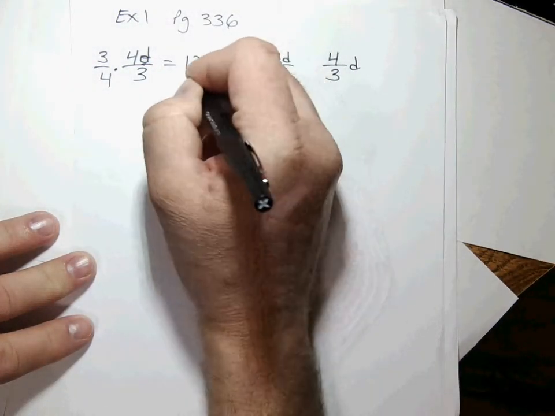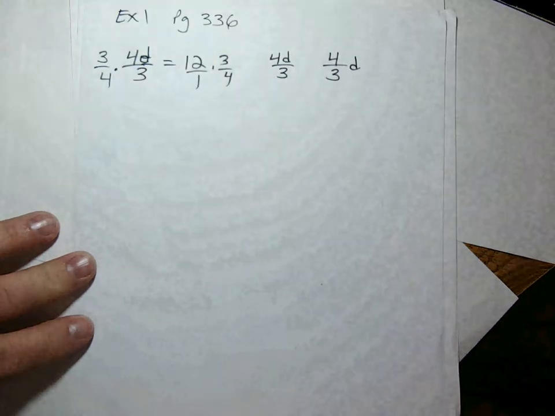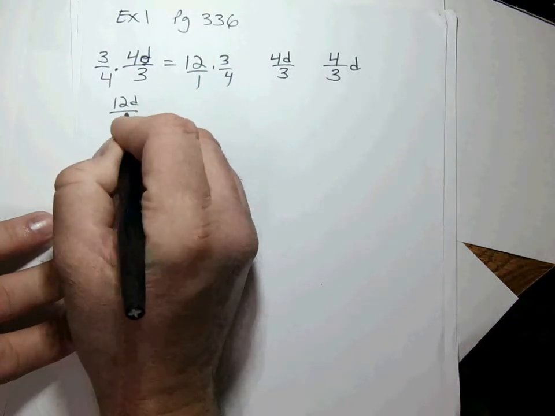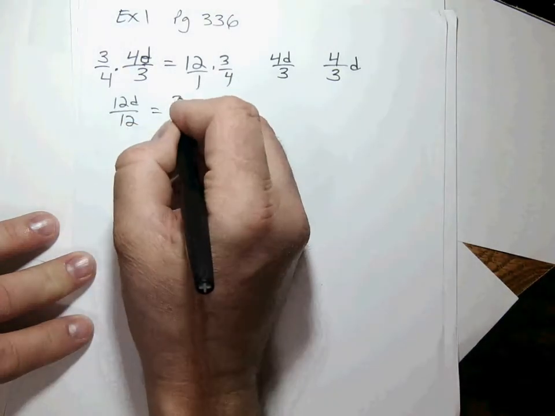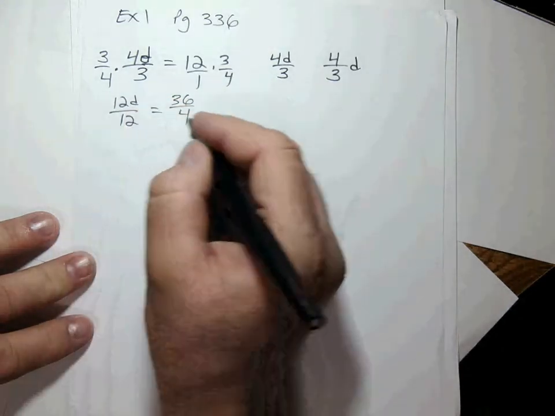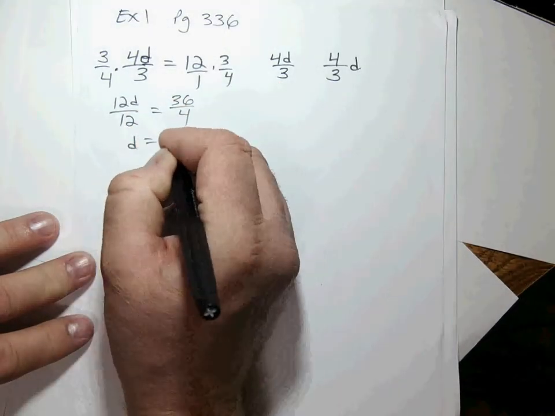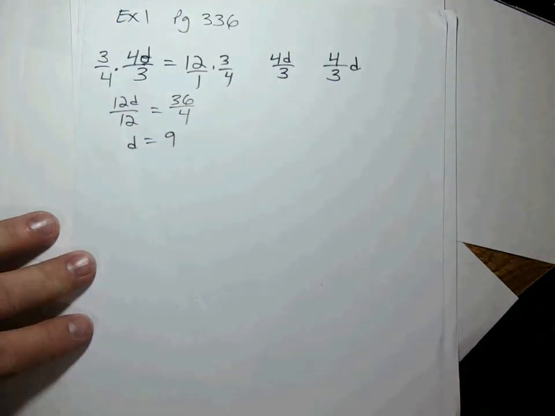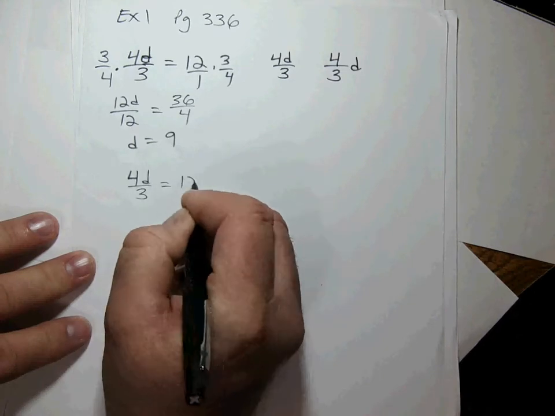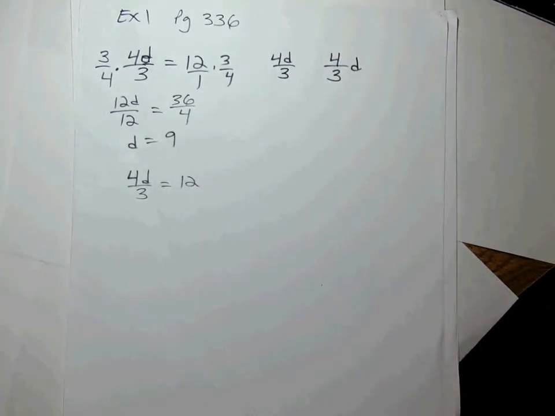Okay, so we might want to slap a 1 underneath that 12 so it looks like a fraction times a fraction. What do we get over here? 12d over 12 equals 36 over 4. Okay, the 12's cancel, and then we simply get d equals 9. Okay, all good. Let's do it again. But this time I want to employ the fraction technique that we're going to use, because when these things get more complicated, we can't simply multiply by a reciprocal anymore.